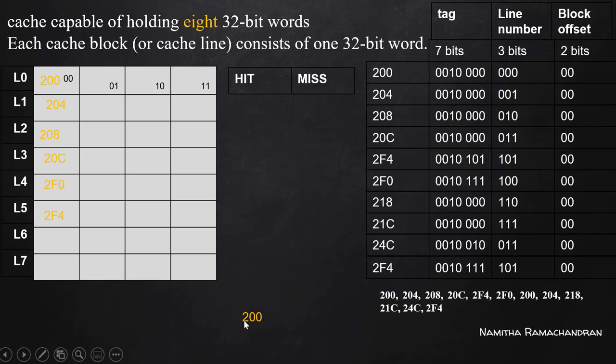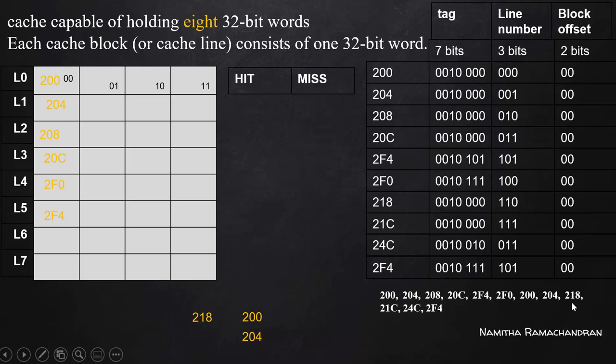We don't want to transfer again from the main memory to the cache line because this byte with address 200 is directly available in our cache memory at which line? Line number 0. Okay, next is 204, which is also directly available in this cache. So this is a case of cache hit again.